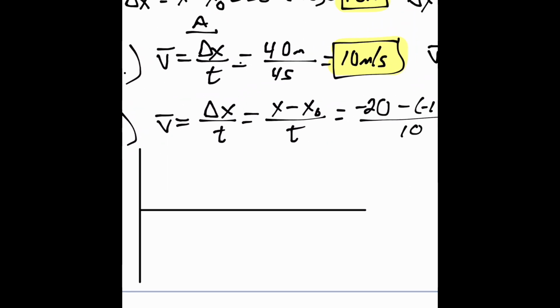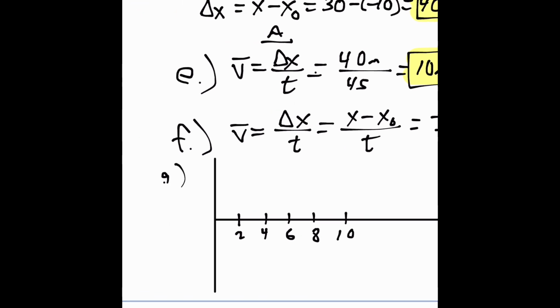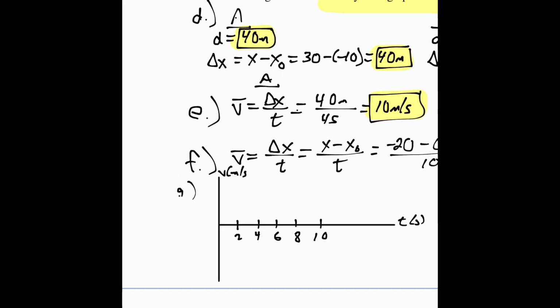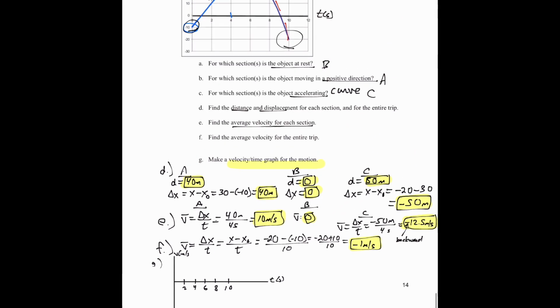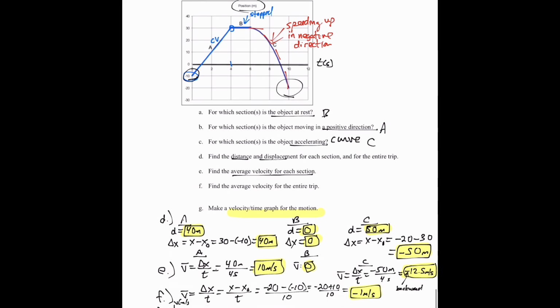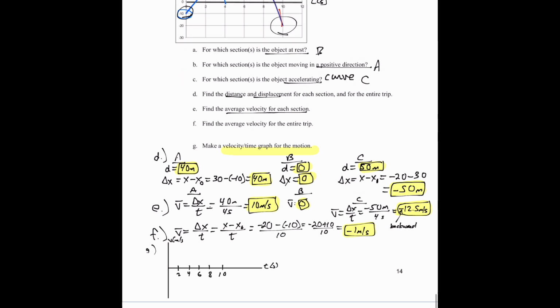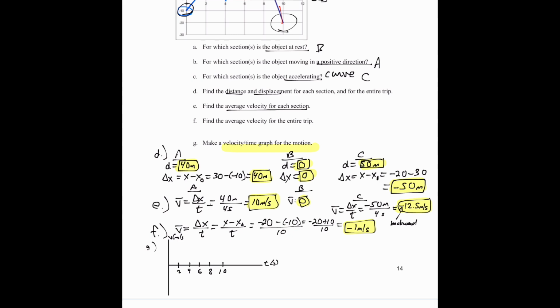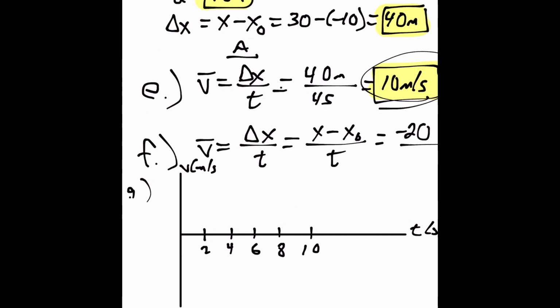Okay, and I need to segment it out. So 2, 4, 6, 8, 10 seconds, right? And then velocity is in meters per second. So I'm starting with an average velocity of how much? 10. So what I'm going to do is I'm going to kind of segment this out, maybe 5, 10, 15, 20, and then I'll do the same thing. Negative 5, negative 10, negative 15, negative 20.